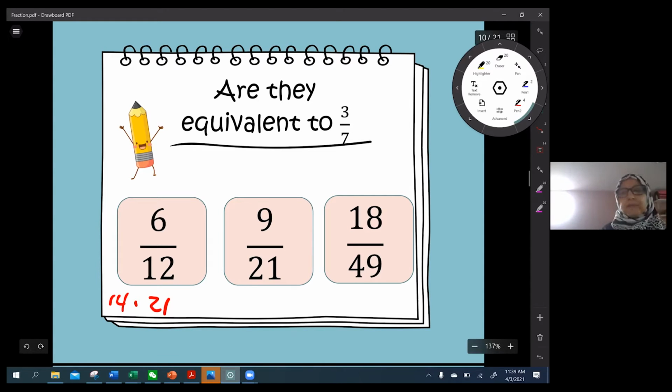For this part, it is correct, but this is wrong. So that makes this equivalent fraction wrong, okay? How about the second one? Can somebody? 9 out of 21, yes, it is.